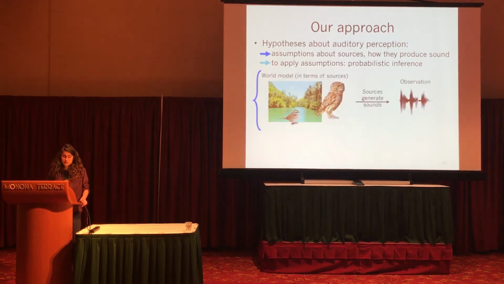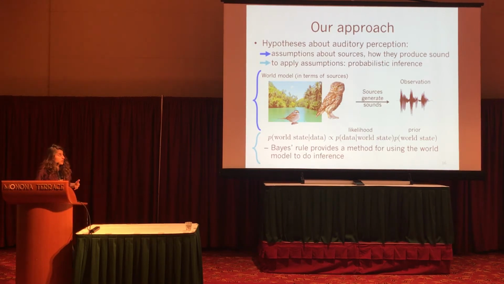So we're going to define a world model in terms of sources, so sources like a river gurgling, or a sparrow, an owl, and we're going to define how those sources generate sounds to produce observations. And then, if we define prior probabilities over our world states, so for instance, how many sources there are, what kind of sources there are, and also a likelihood term that tells us how likely some observation is given a world state, then we can use Bayes' rule to flip around that arrow and infer likely world states from an observation.